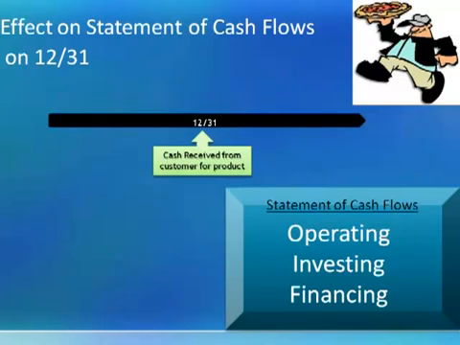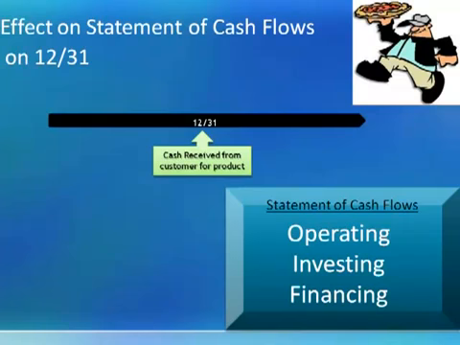Next, we have Great Pizza Company borrowing $10,000 from the bank, and they promised to repay the loan plus 8% interest in 12 months. So cash is being received on 12/31. So how does this affect our statement of cash flows? Cash is received on 12/31 from the bank for a loan. That means we're borrowing money from the bank. When we borrow money, that's reported in the financing section of the statement of cash flows.